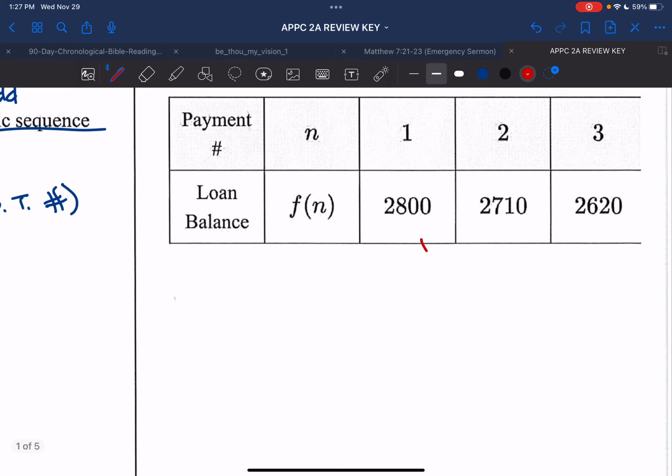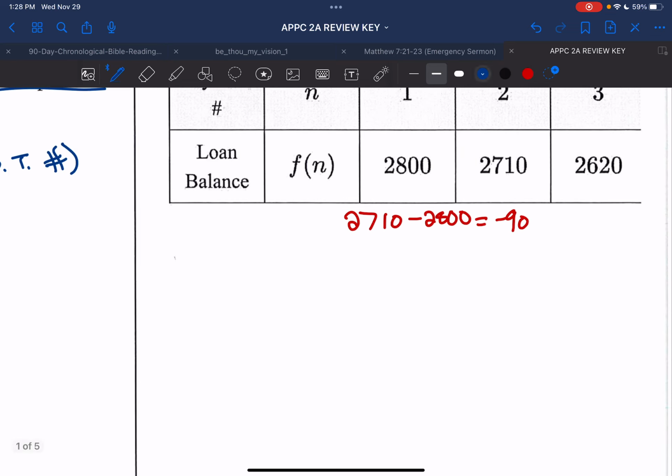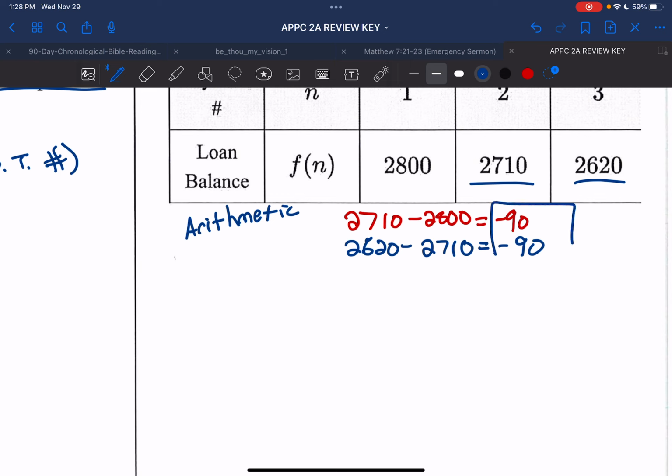So we have to look here. Am I dividing or am I multiplying? What's going on? Am I adding, subtracting? So I'm going to always try the easier one. I think addition and subtraction are easier ones. So I'm going to try 2710 minus 2800. And that will give me -90. And then try the ones beside it. So 2620 minus 2710 equals -90. So that tells me it's arithmetic because I have a common difference. I'm adding -90 or subtracting by 90 every single time.